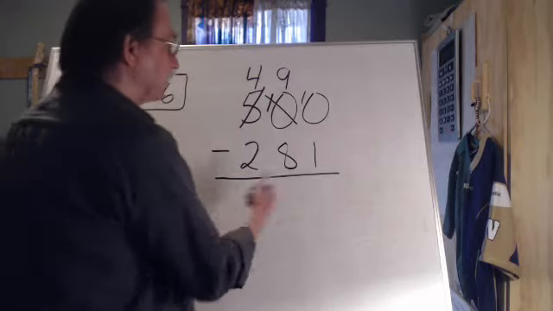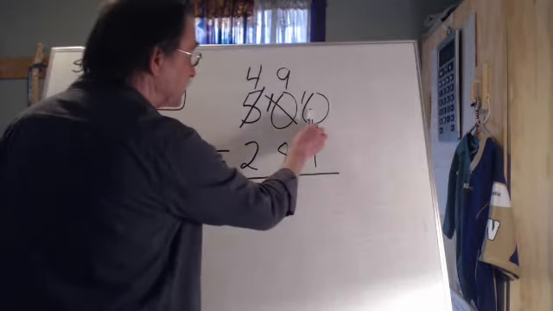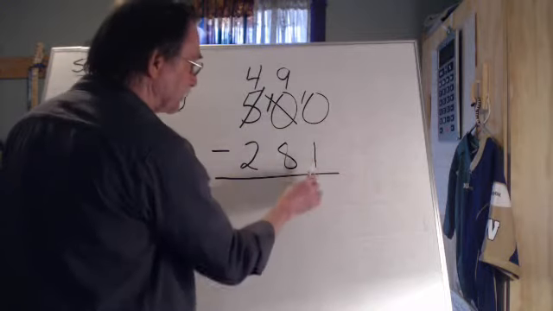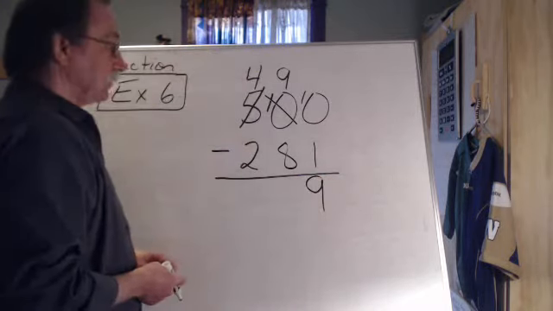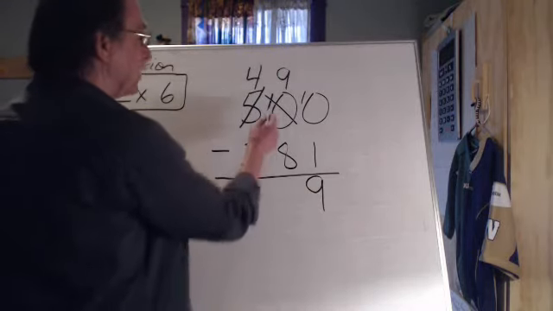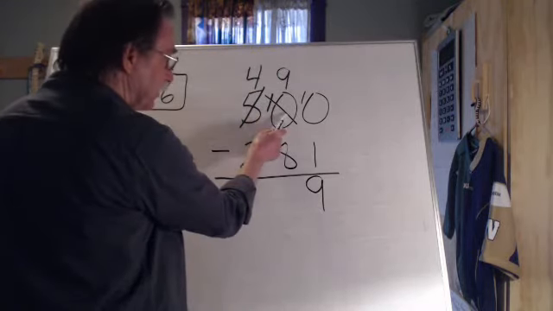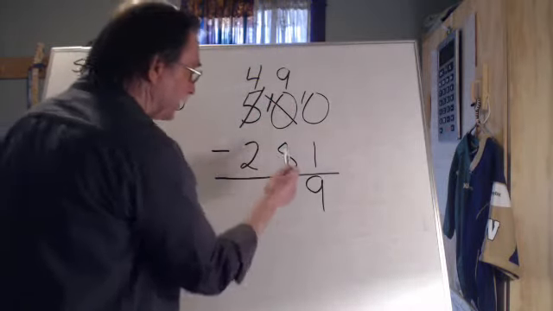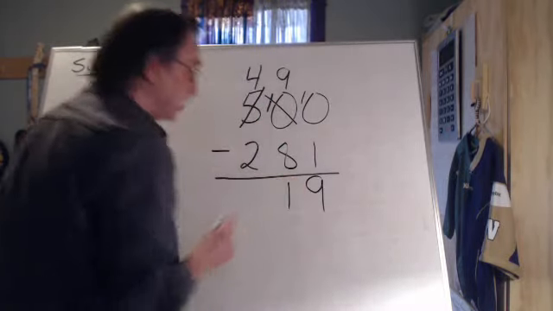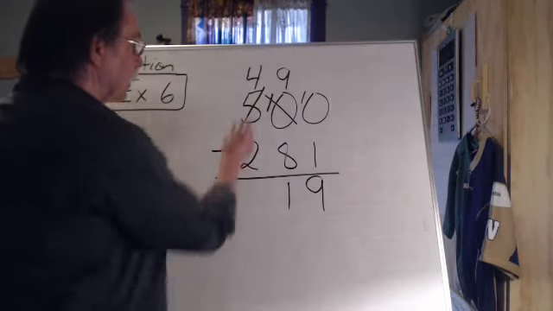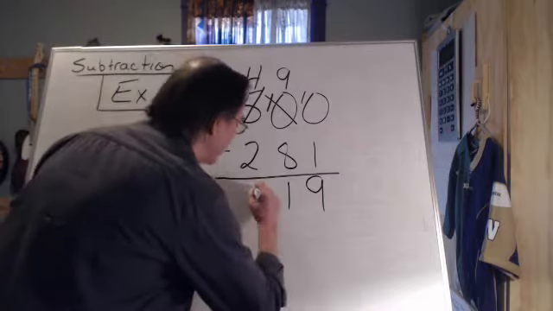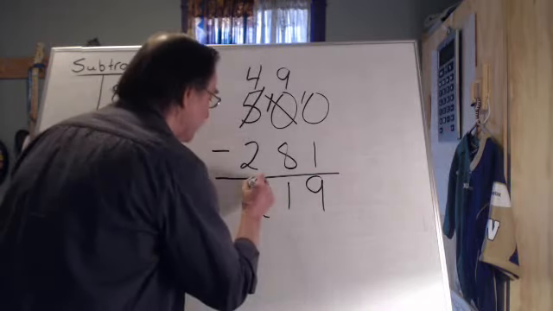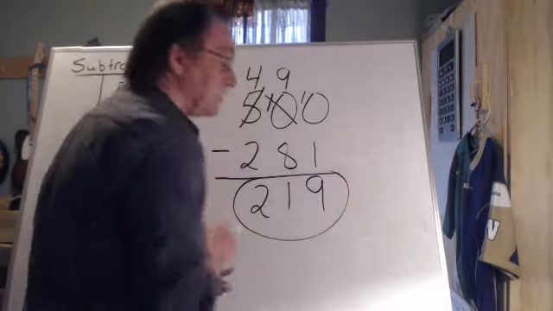Okay, so now we can do our question. This is now 10. Minus 1 is 9. This is now a 9. 9 minus 8 is 1. 4 minus 2 is 2. 219.